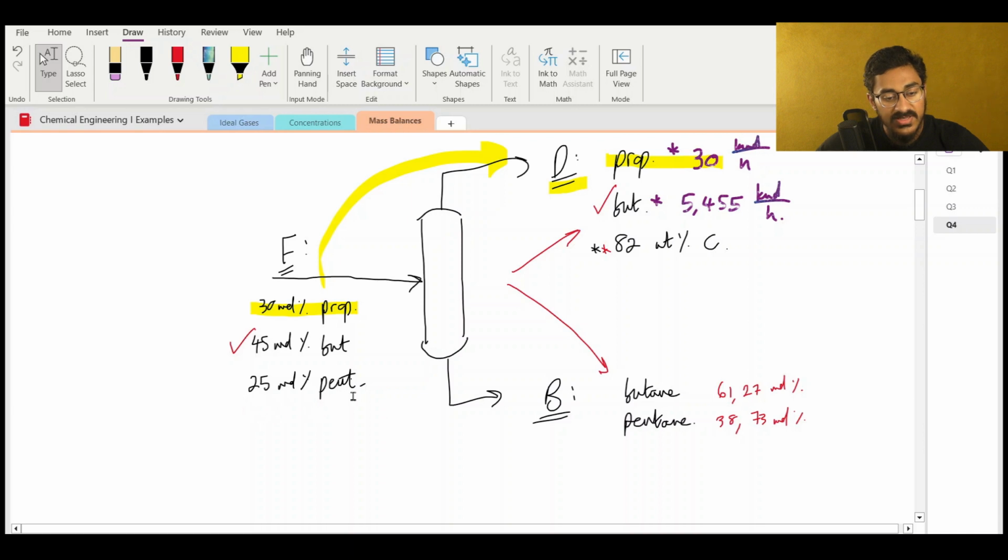Basically what I'm saying is all the pentane entering the feed is equal to all the pentane in the bottoms.